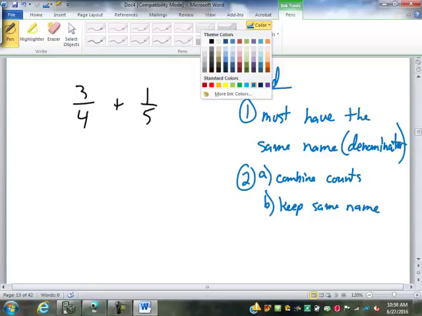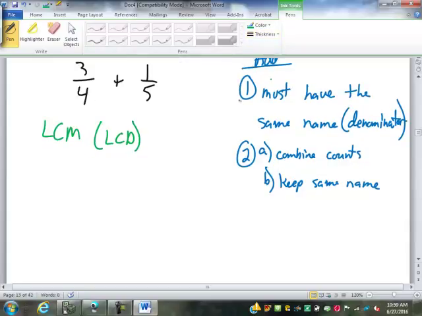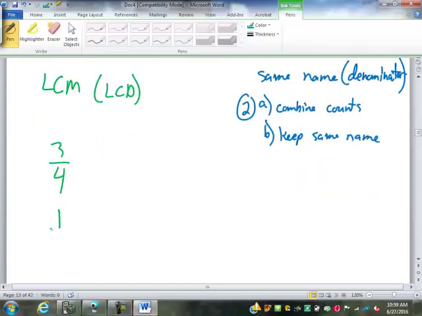So let's take a look here. We need the same name. For 4 and 5, what is our least? We're looking for a least common multiple, or sometimes called least common denominator. What is that going to be for 4 and 5? 20. Good. So to do this, I am going to write this vertically. We have 3/4 and 1/5. We're adding. I am going to change my denominator into 20 for both of those.